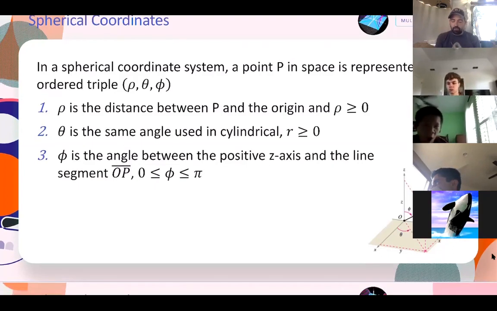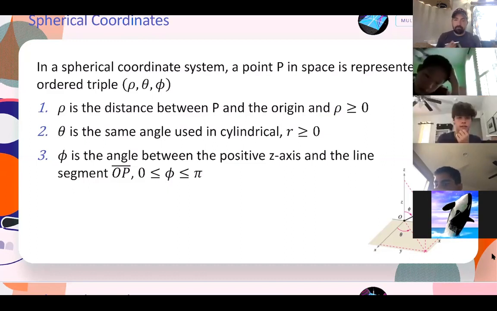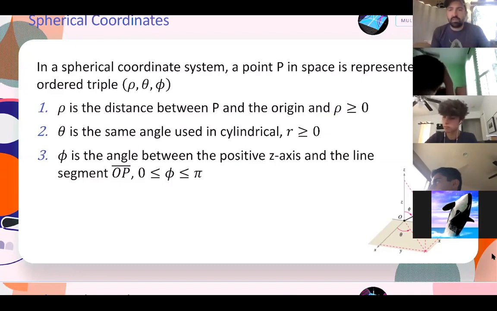Phi is the angle between the positive z-axis and the line segment OP, meaning if I were to connect P to the origin and measure the angle to the z-axis, that's what phi is. Student: You said x-axis and it says z-axis on here? Z-axis, sorry. I'm so used to saying x because of theta, but no, it's from the z-axis.